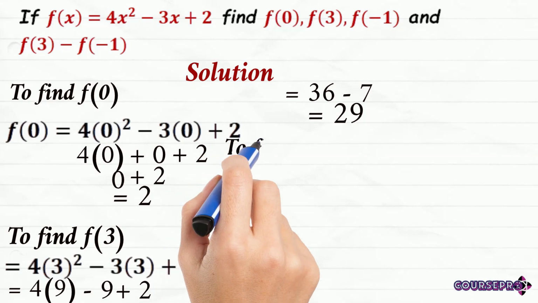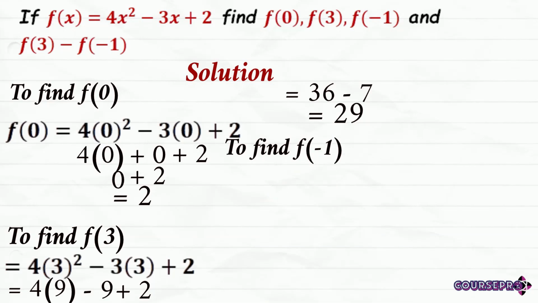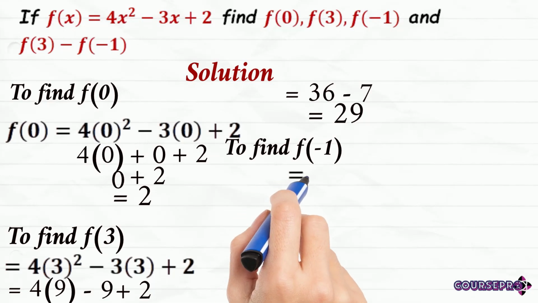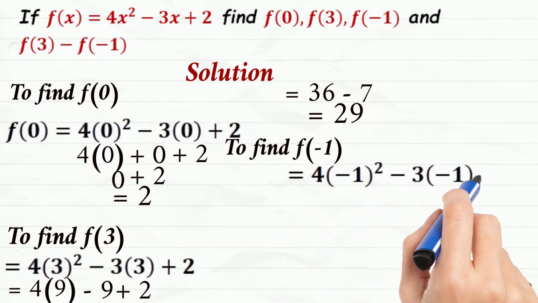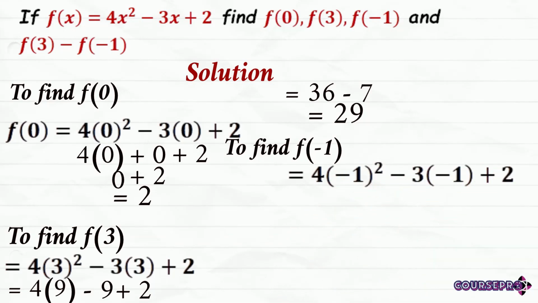Now let's find f of minus 1. The same thing, replace x with minus 1. That is from this equation. So that will be f of minus 1 equals 4 into minus 1 squared minus 3 into minus 1 plus 2. Now, minus 1 squared, we have 1. That will be 4 into 1. Minus 3 times minus 1, we have plus 3. Then your plus 2 here.